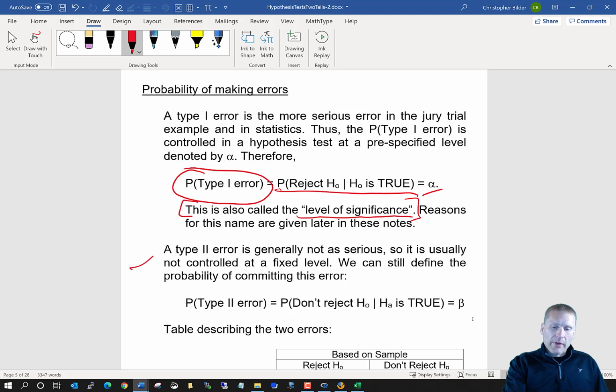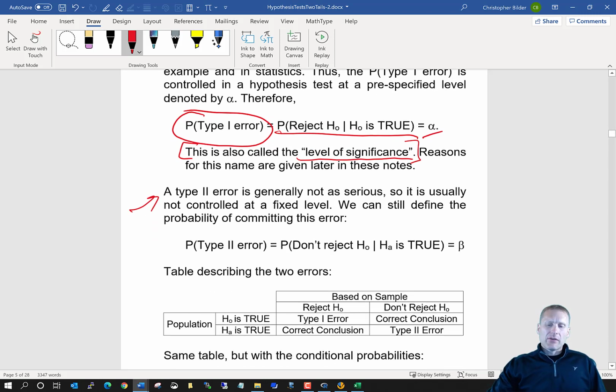Now, a type 2 error, we are not going to control this error in hypothesis testing, at least not as directly as we definitely are with these type 1 errors. But we can still define it, and we will talk a lot more about type 2 errors outside of these notes. But for now, let's say the probability of type 2 error is going to be defined simply as the Greek letter beta.